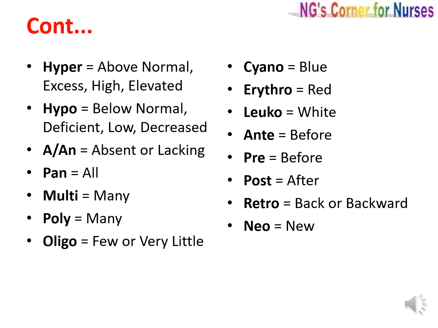Okay. Next is poly. Poly means many. As an example, we can say polyuria. That means excessive urination. Next is oligo. Oligo means few or very little. As an example, we can say oliguria. That means low urine output.